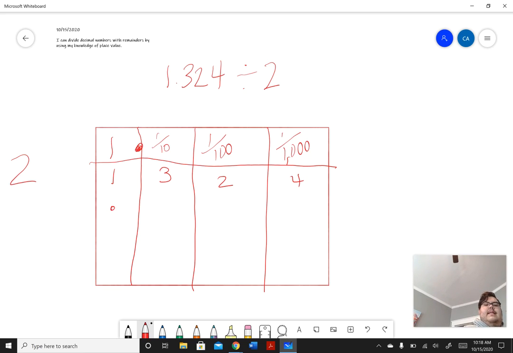Let's make our discs. We have 1, 1, 2, 3, 1, 2, 1, 2, 3, 4. All right, here we go. Oh no, I have a problem. I only have one disc. I can't break it. I can't find a group of 2 if I have one disc. What am I going to do?